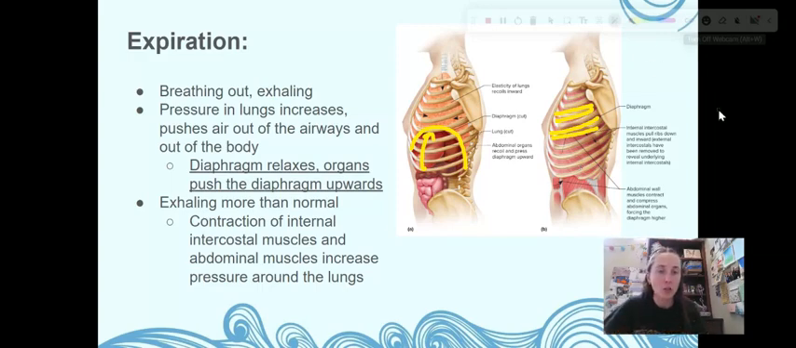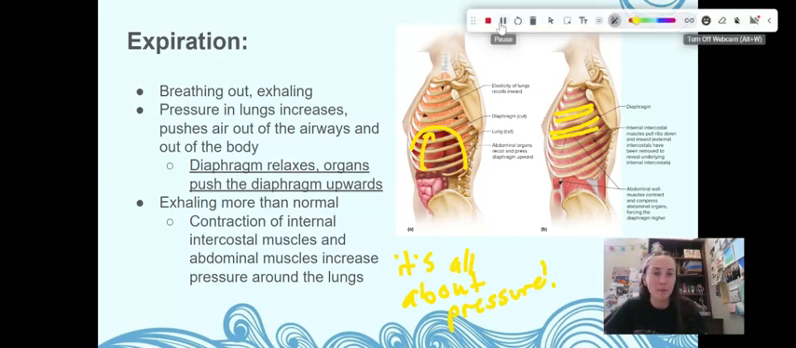So our muscles play a huge role in changing the pressure on our lungs. And so the big idea for breathing in and breathing out is that it's all about pressure. If you're trying to think of the big idea, this is all about changing the pressure.